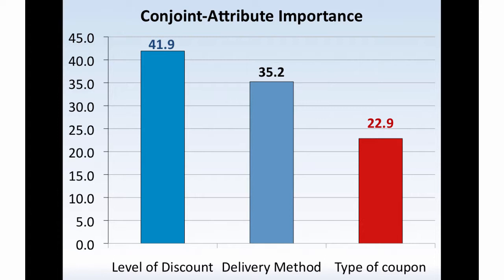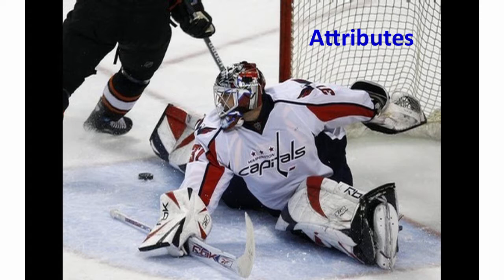Level of discount is the most important. That's what customers want. They want to see a high level of discount. Delivery methods are up there and pretty important as well. They want it delivered in a convenient manner. And the type of coupon is not that important to them. But once again, those attributes are what we need.